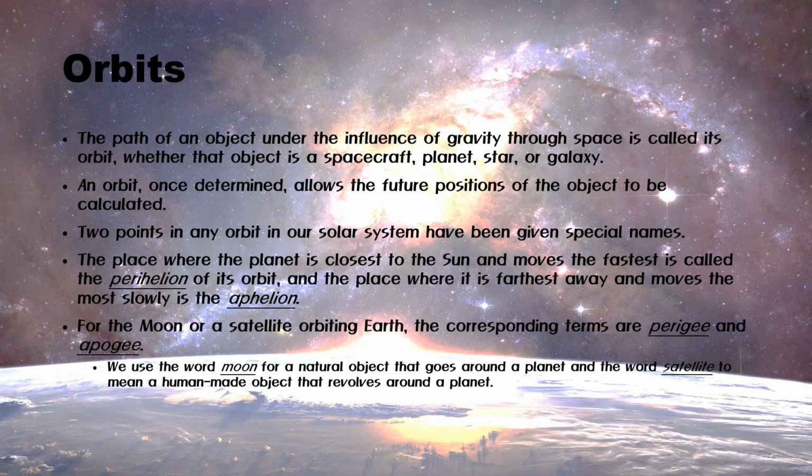Now, for the moon or a satellite orbiting Earth, the corresponding terms are perigee and apogee. We use the term moon here with the lowercase m just referring to a natural object that goes around a planet, and the word satellite to mean a human-made object that revolves around a planet. If you have Moon with a capital M, that of course is referring specifically to the moon that is around Earth.